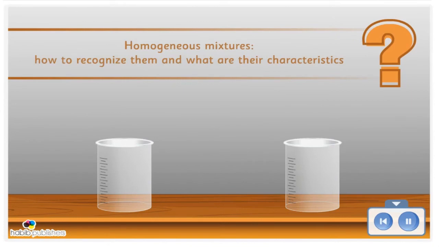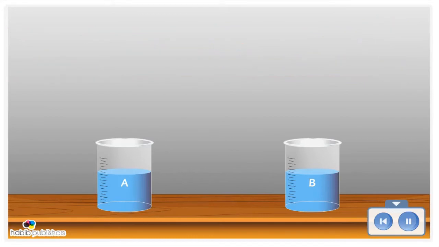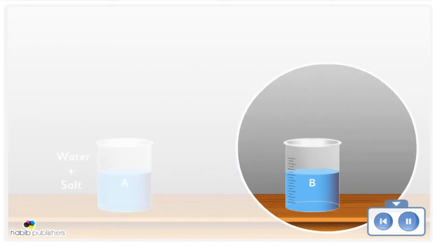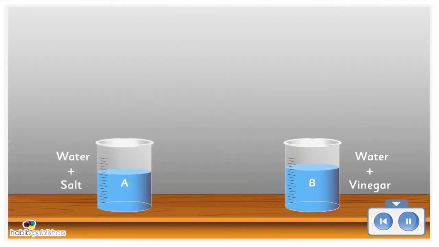Let's take 2 beakers, A and B, filled to the same level with water. Add to beaker A a spoonful of salt and shake the contents well. Add white vinegar to beaker B and also shake the contents well. Let the 2 mixtures, water salt and water vinegar, stand for a few minutes.